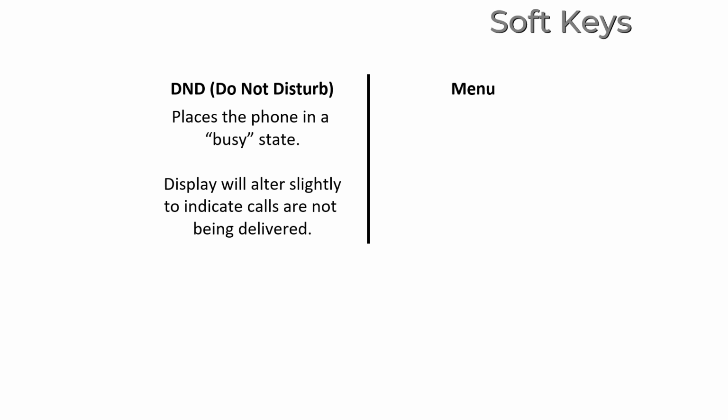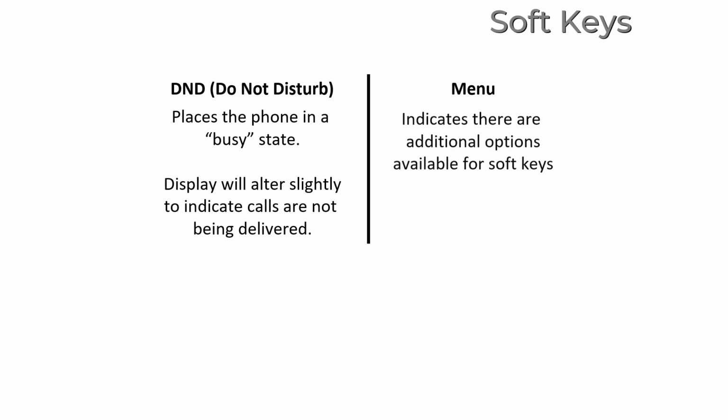Sometimes you may see a key labeled Menu. Menu lets you know that there are additional functions available, as in more than 4. Pressing this key doesn't do anything on its own, but it will change the labels of the other 3 soft keys to reveal additional options.